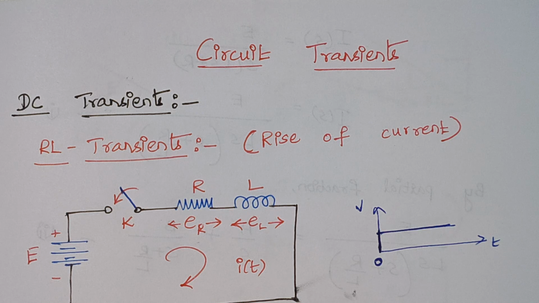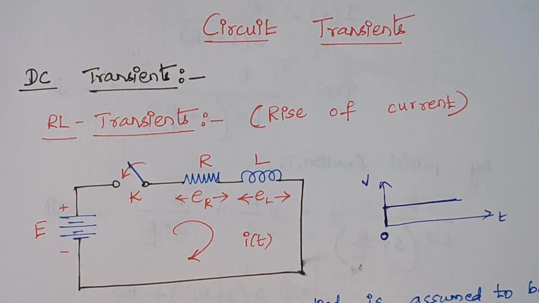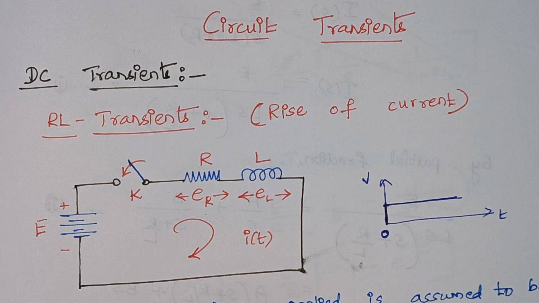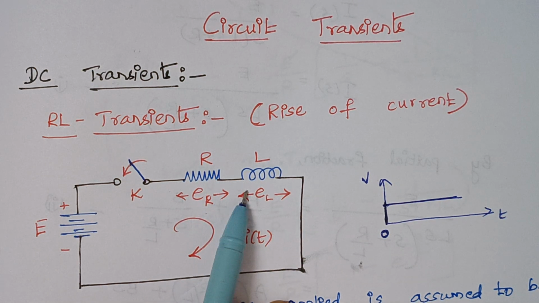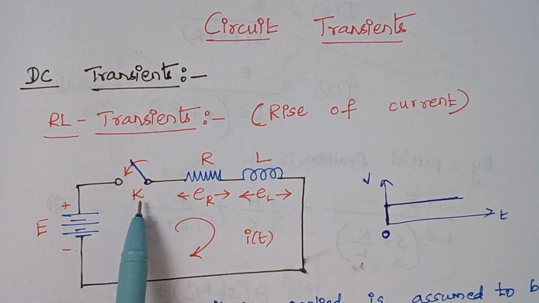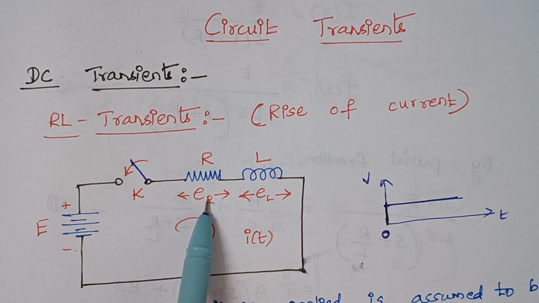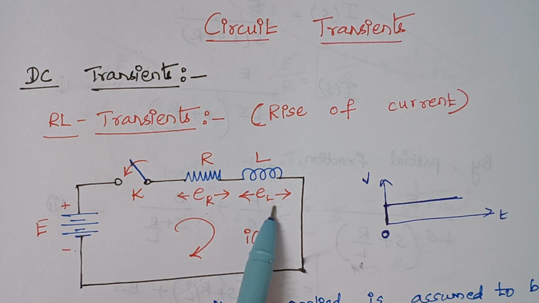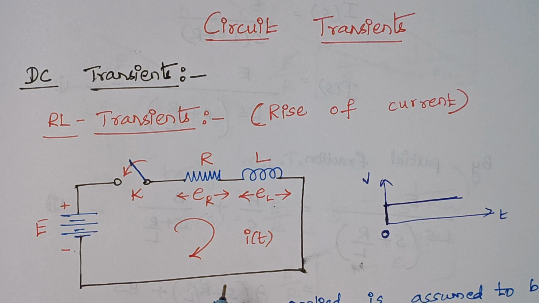Today's topic is circuit transients, and under circuit transients we are going to discuss RL transients, the rise of current. Here is the circuit diagram of an RL series circuit, connected in series with the battery voltage source by a switch key. E_R is the voltage drop across the resistor, E_L is the voltage drop across the inductor, and i(t) is the current that flows through this circuit.